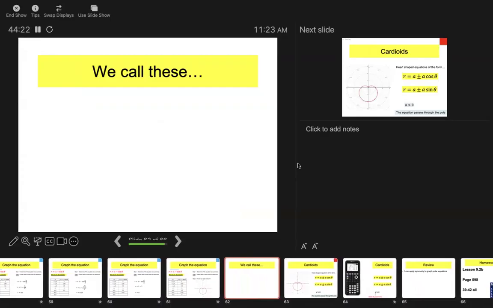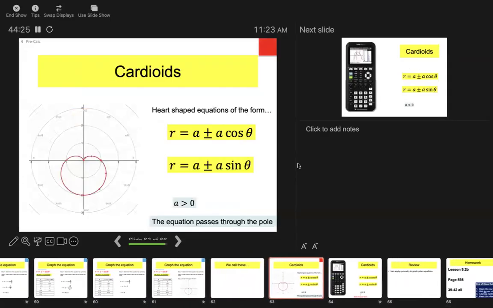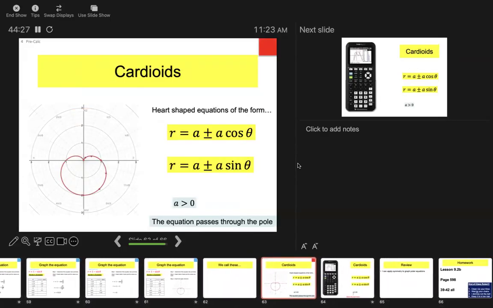All right, write these down, next box. We call these cardioids, because we can't call it a heart. All cardioids are in this formula right here. But they're just hating on heart, right? You can't call it a heart.